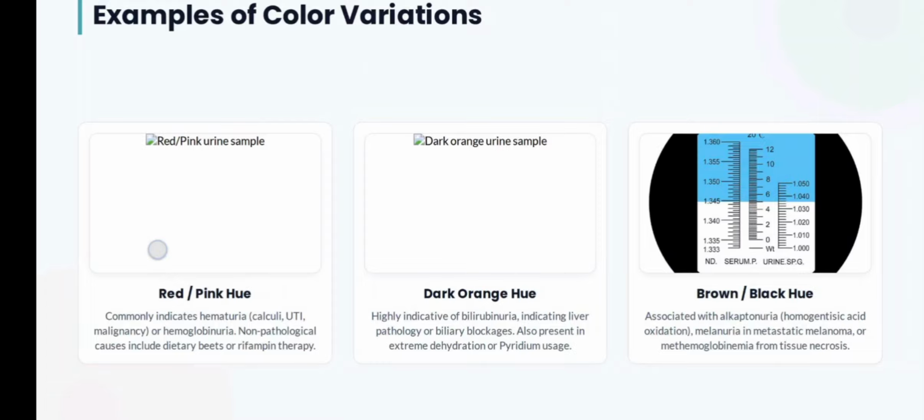Red or pink urine may be caused by blood in urine, urinary tract infection, kidney stones, or certain foods such as beetroot. Dark orange urine may occur in liver disease, dehydration, or due to some medication.